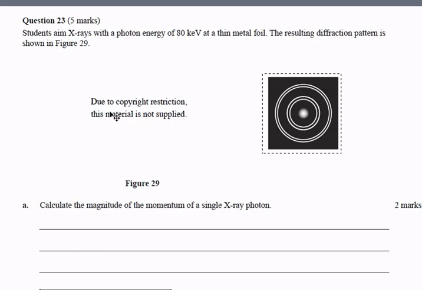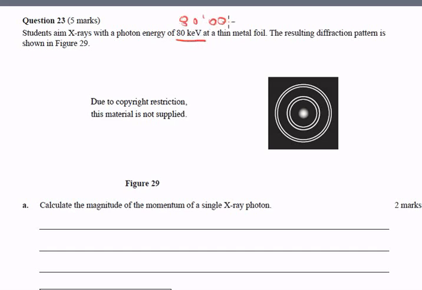When you download this paper from the VCAR site, where the picture was in this question, it says, "Due to copyright restriction, this material has not been supplied." But it's just a picture, I'll put one up here, of this interference pattern formed by either X-rays or electrons going through a crystal. The same sort of picture they have every single year, basically. Anyway, oh no, this is X-rays. Yes, they are X-rays, and here they've got the energy of 80 kilo electron volts.